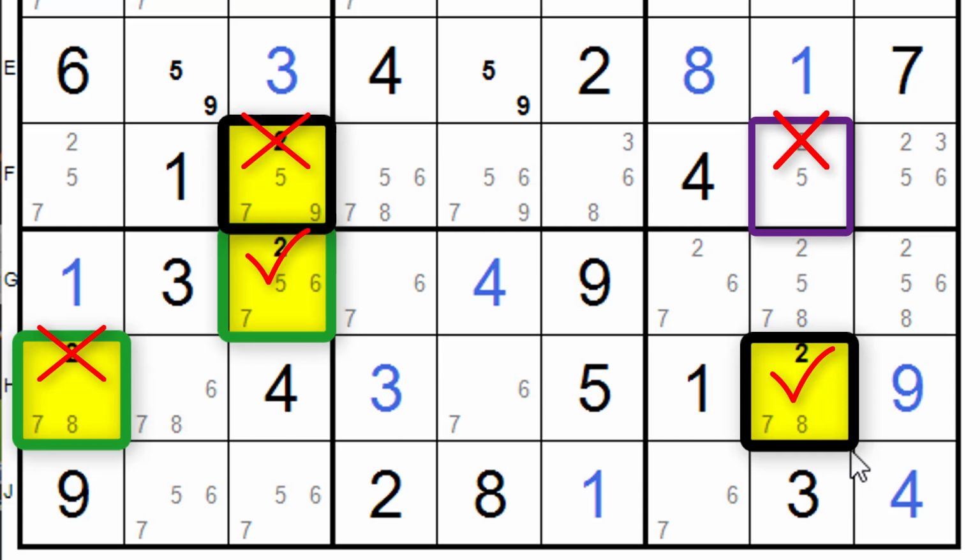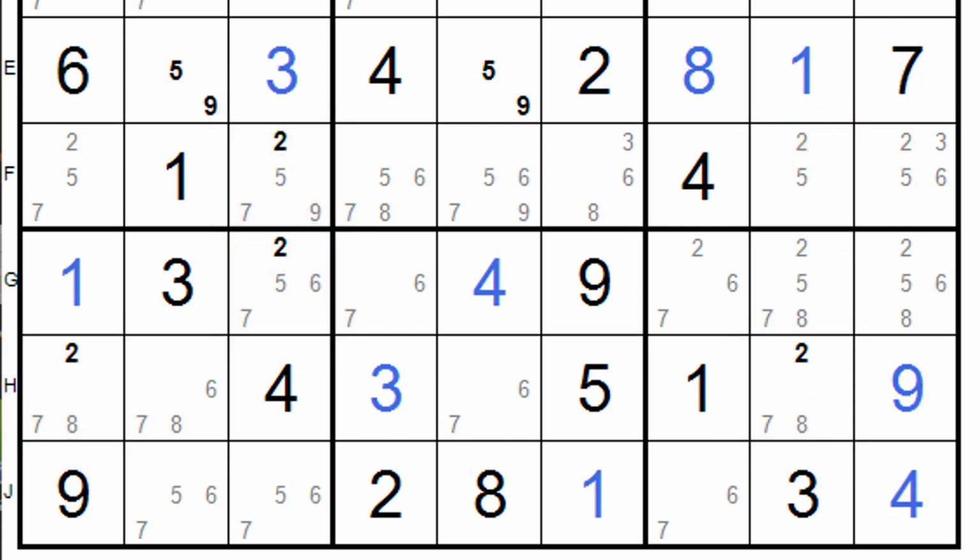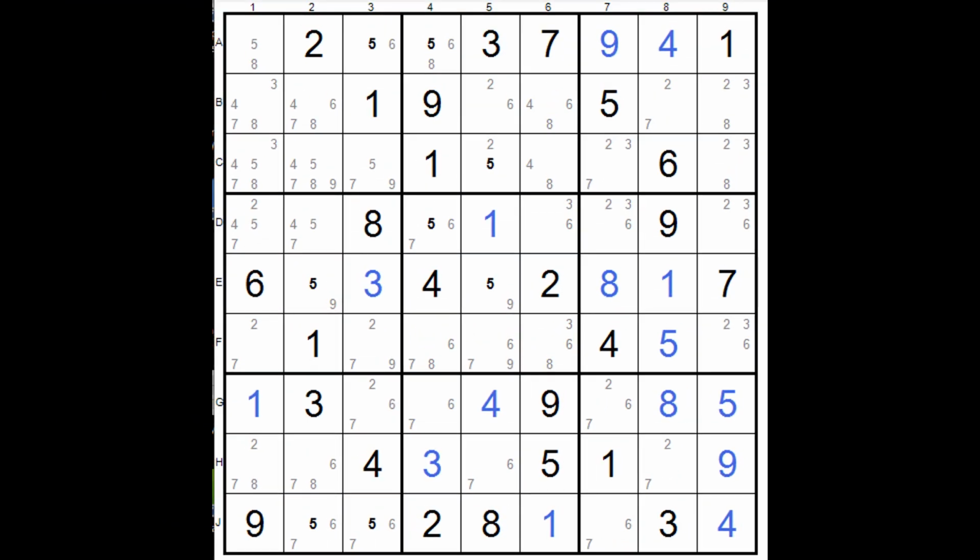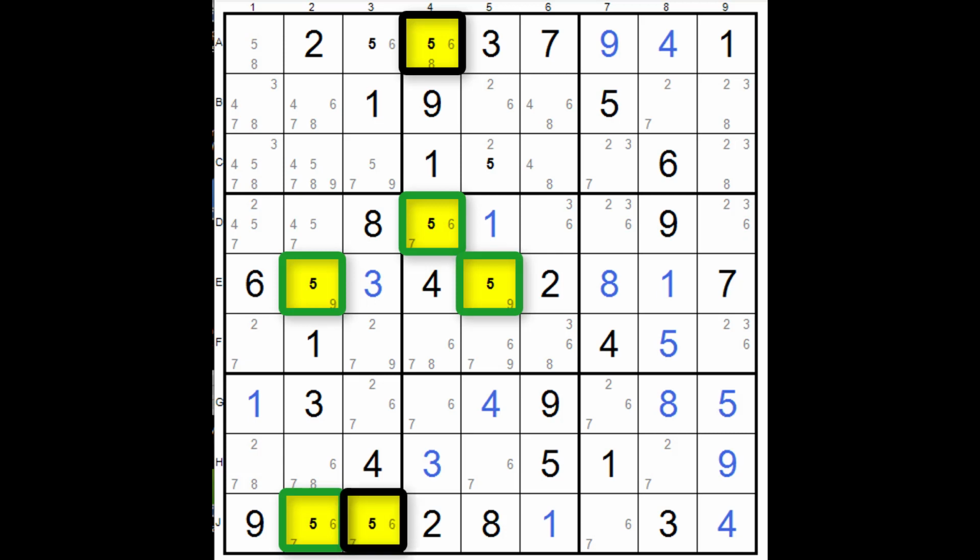Now, that was the simple one. It does get a little bit more difficult, so we'll go on now to the second example that's on Duncan's website. Right, the second one is a little bit more complex. The chain that we're going to do starts off here on A4. We're going to go from A4 to D4, across to E5, across to E2, down to J2, and we'll end then on J3.